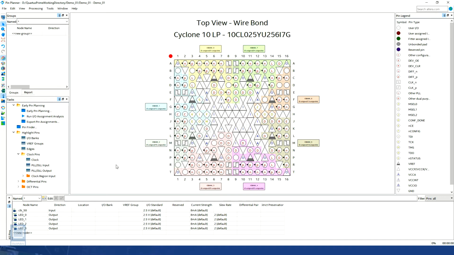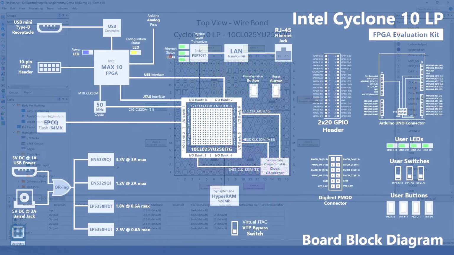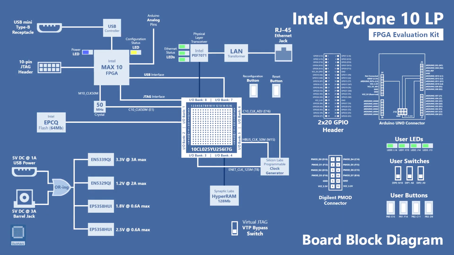Now that we know how to assign the pin locations to the nodes, let's open the board block diagram that we created in our previous video titled Introducing Intel Cyclone 10 LP FPGA Evaluation Kit and find the right pin locations for our 50 MHz clock input pin and the LEDs present on the real board. The board block diagram can be downloaded in PDF format from our GitHub page. The link to the GitHub page is provided in the description below.